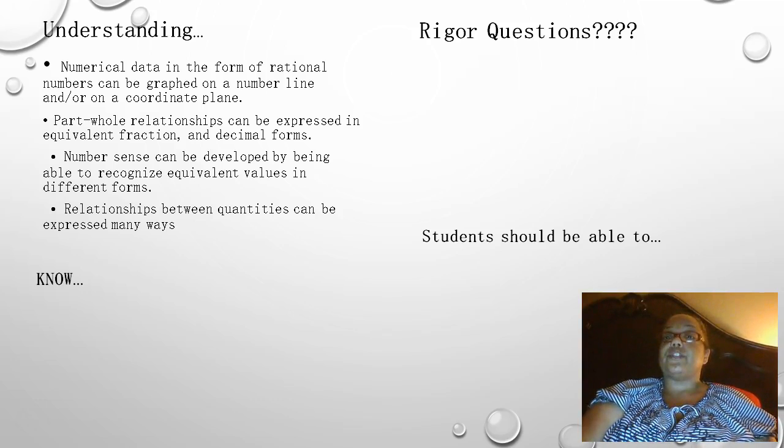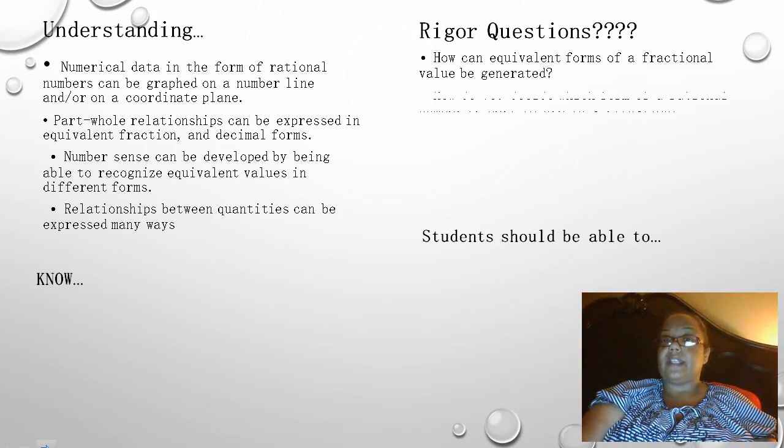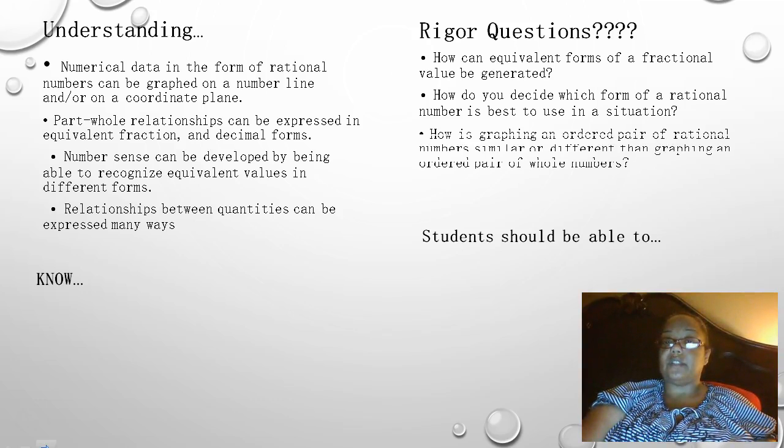We need to establish rigorous questions for them. Higher order of thinking. How can equivalent forms of a fractional value be generated? How do you decide which form of a rational number is best to use in a situation?